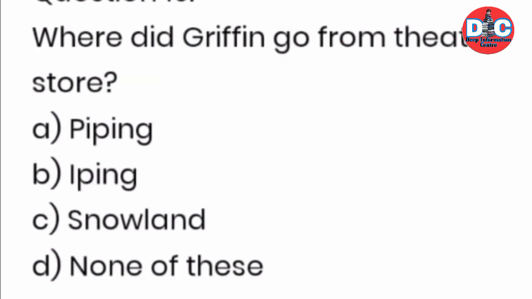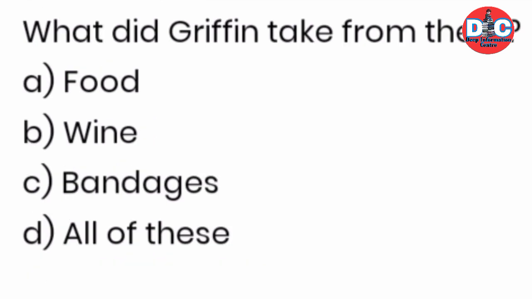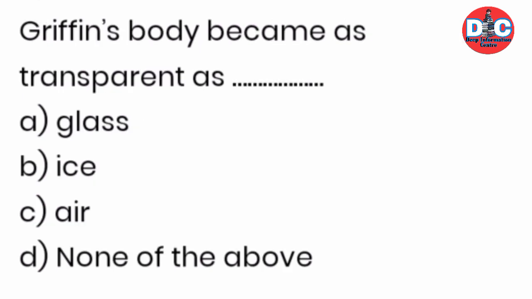Where did Griffin go from the theatre store? A, peeping, B, Iping, C, stolen, and D, none of this. The right answer is B option, Iping. Next question is, what did Griffin take from there? Food, wine, bandages, and D option, all of these. The right answer is all of these. Griffin's body became as transparent as A option glass, B option ice, C option air, D option none of the above. The right answer is glass. Griffin's body became as transparent as glass.